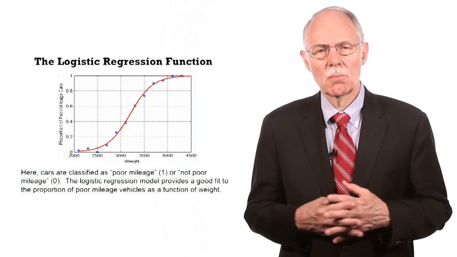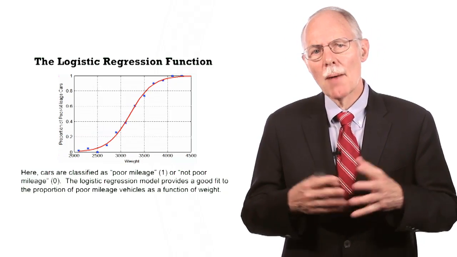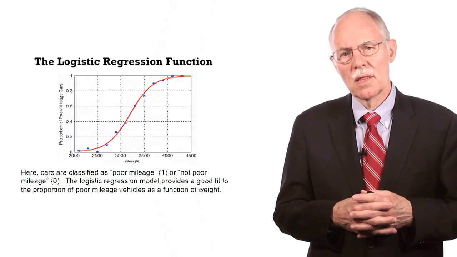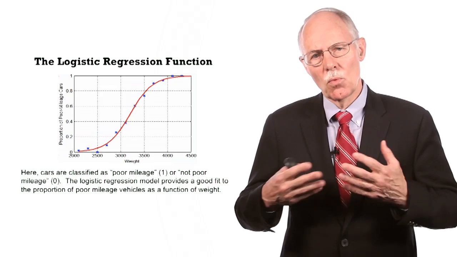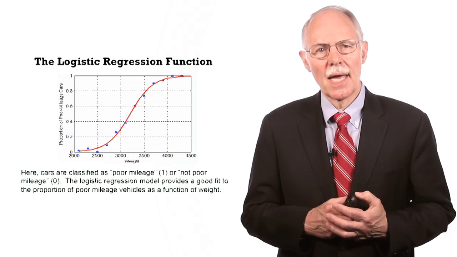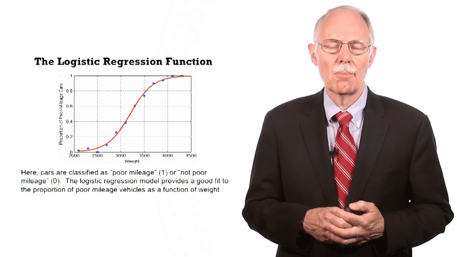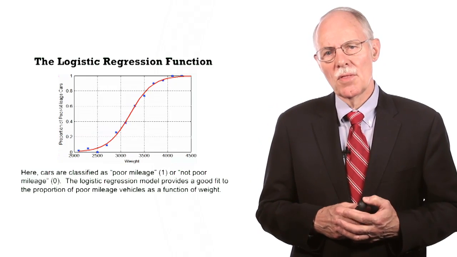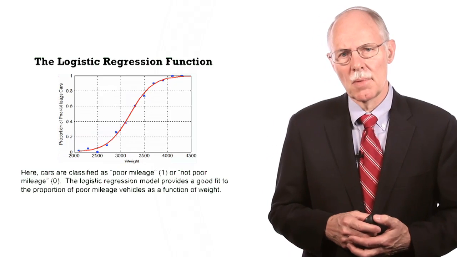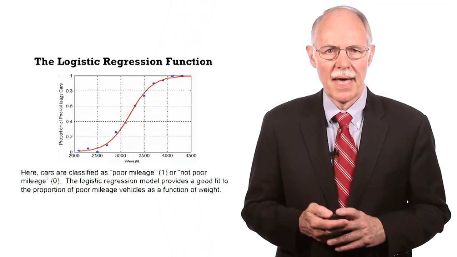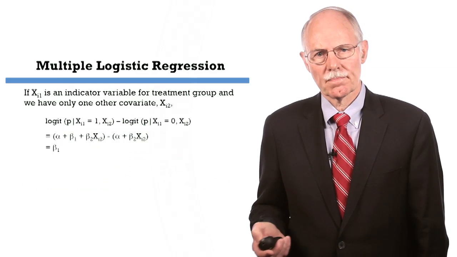Now, the logistic regression model was developed in the late 1950s and was popularized by its use in the analysis of the Framingham Heart Study. And one of the things that has been shown again and again over time is that it provides a very informative and reliable way of describing the effects of several covariates on the probability of a positive outcome. And here we see a simple example of that in the context of the mileage of vehicles.